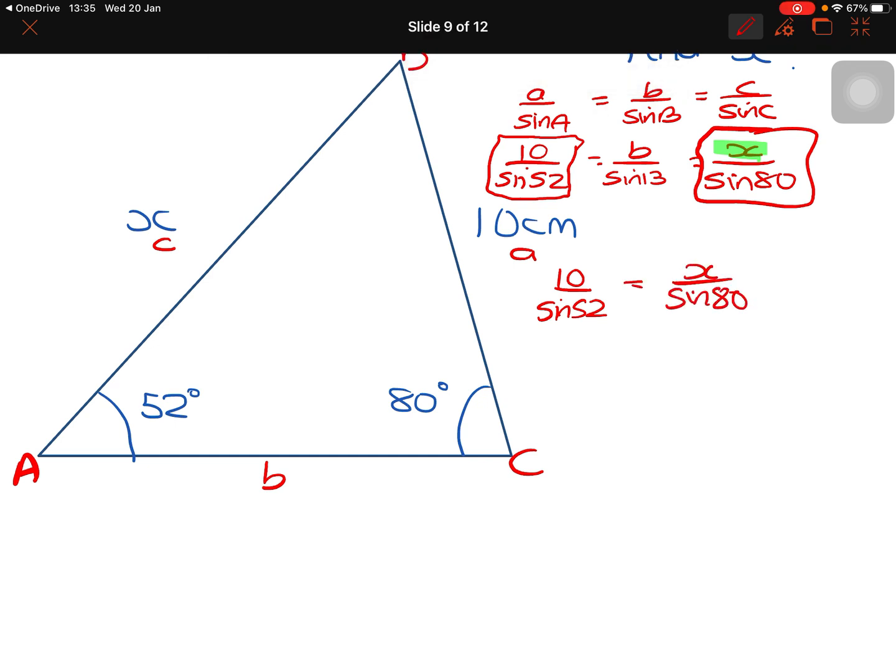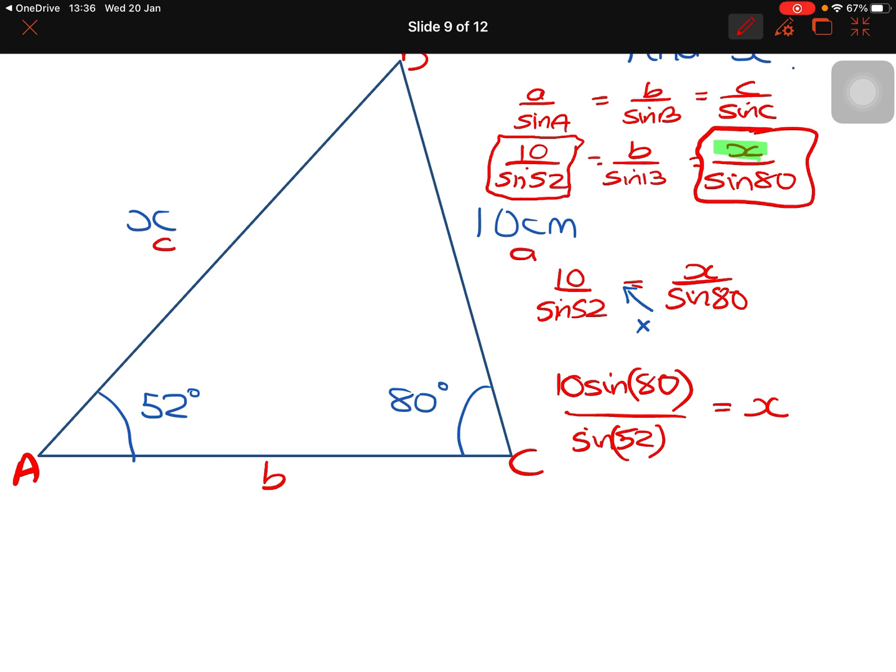Now this time, what you'll see is that we're actually the other way around. So our unknown is on the right-hand side. Now that doesn't matter at all. All we're going to do, same as we did before, is balance to make x the subject. So all I've got to do is take my sine 80 and multiply both sides by it. So what I'll end up with is 10 sine 80, making sure your 80 is in brackets, divided by sine of 52. Again, the 52 needs to be in brackets on your calculator. And that's going to equal our value of x.